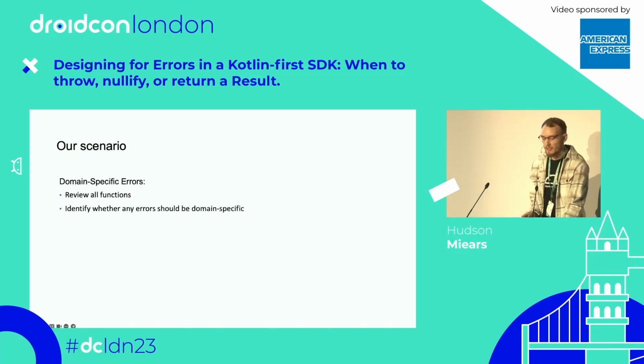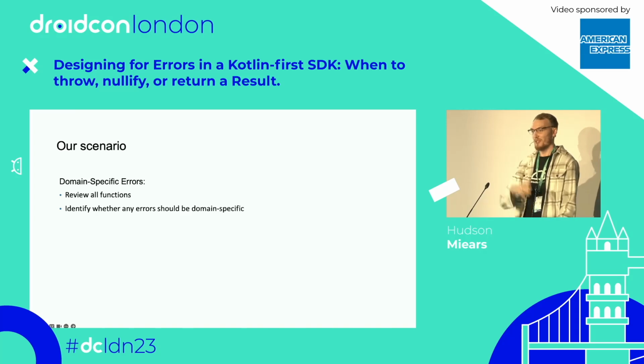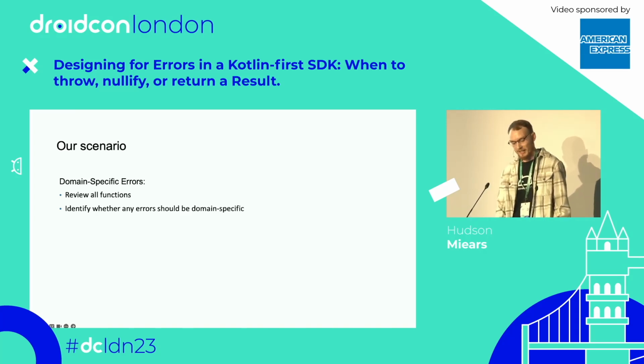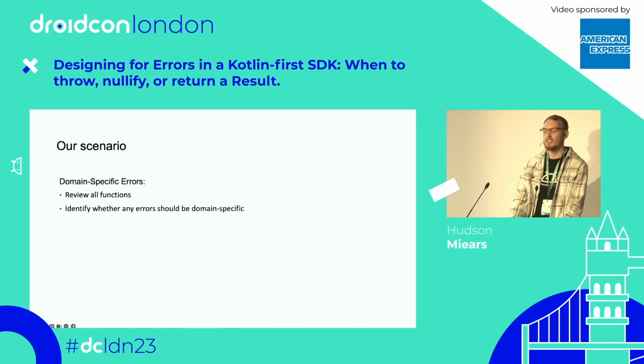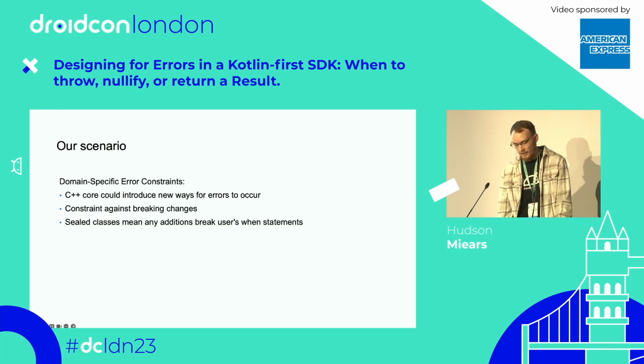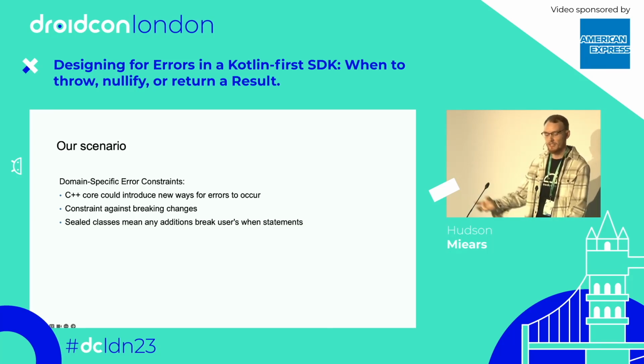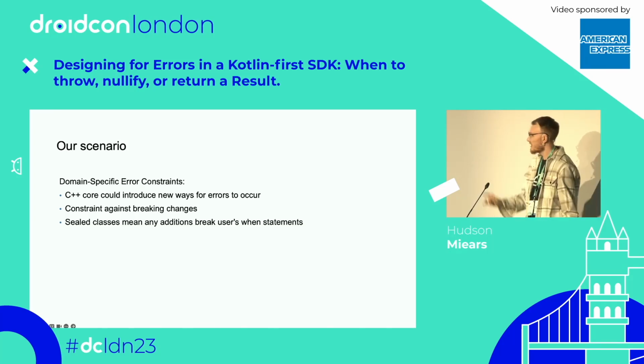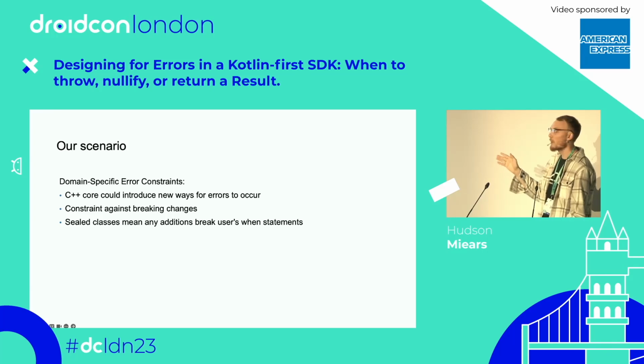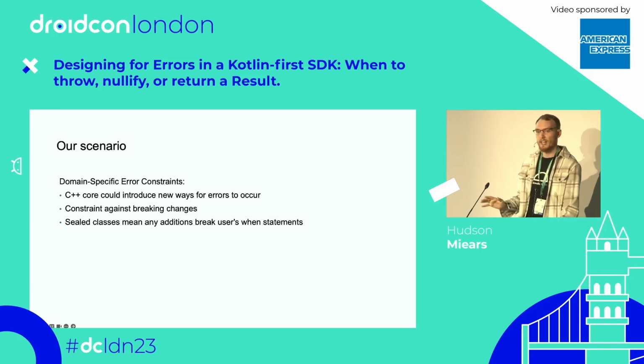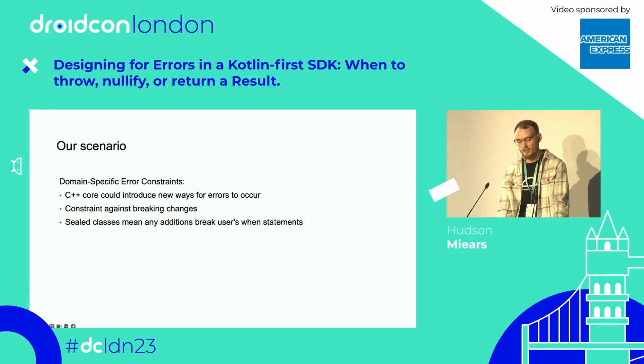For domain-specific errors, we had a little bit more trouble. So we reviewed all of those cases. We identified any errors that should be domain-specific. And then we found that our constraints had a bit of an obstacle for us, because the C++ core could introduce new ways for errors to occur at any time. And we have a constraint against breaking changes.